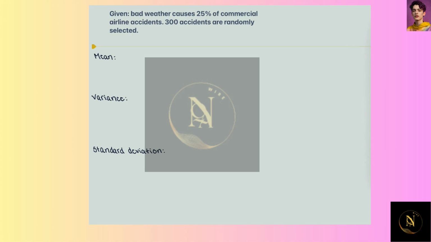Working with the binomial distribution, in this example, we're asked to find the mean, variance, and standard deviation in an example in which we're given that bad weather causes 25% of commercial airline accidents. Supposing that we have a randomly selected sample of 300, let's find each one of these.